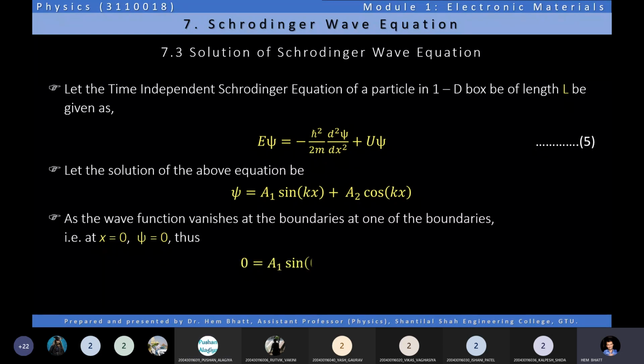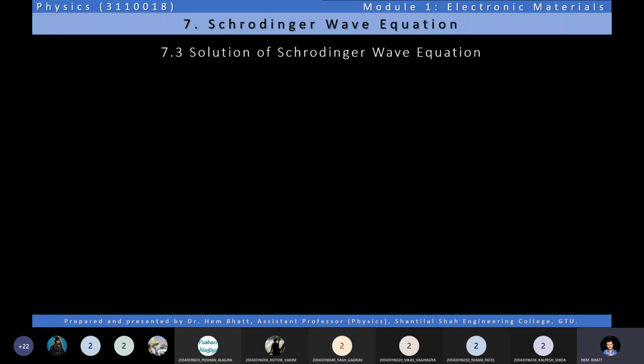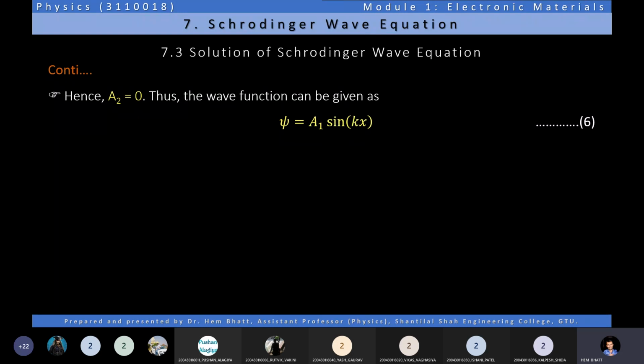Very good. So if we substitute the boundary condition, we will get a2 to be 0, take a screenshot. Then our function will be a1 sin kx. The a2 cos kx term will not appear now because a2 is 0. Now we have to find the value of a1.